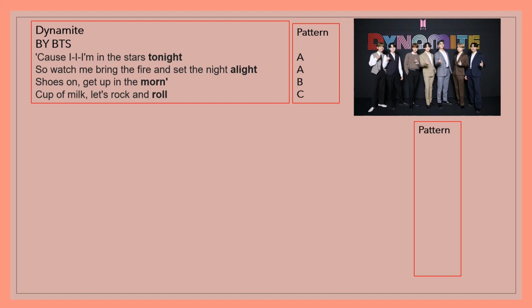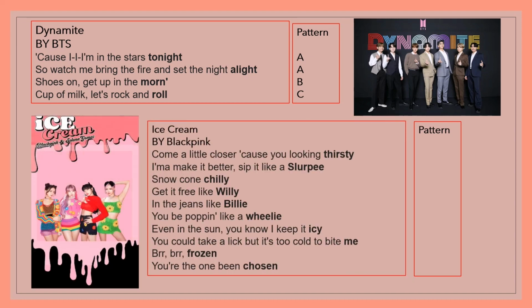Easy, right? Now, in the next example, we can say that the words thirsty, slurpy, chilly, willy, billy, willy, icy, and me rhyme, so we will use A. And since frozen does not rhyme with the aforementioned words, we will use B, same with the word chosen. So, the pattern now is AAAA, AAAA, BB.